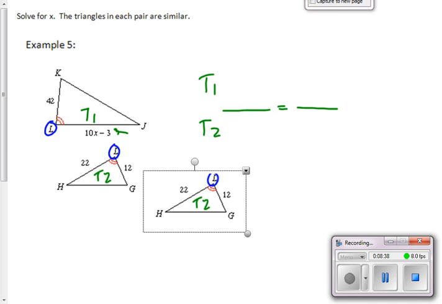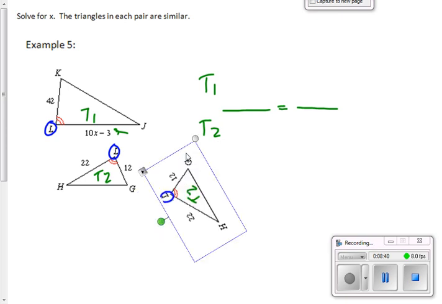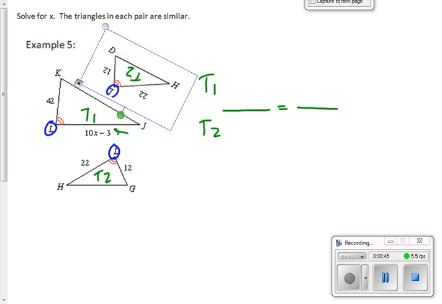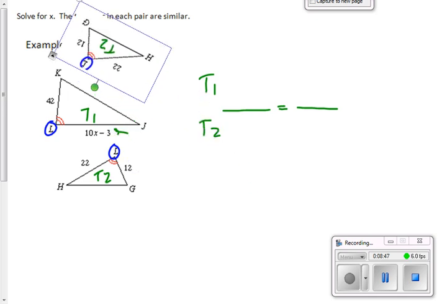Personally, I like tracing things to make sure things line up, and then I can go ahead and spin this baby around or rotate, and I slide it up, and I know that my corresponding things are in check. So I know that 42 in triangle 1 will correspond with 12 in triangle 2. I know that in triangle 1 we have 10x minus 3, where we're trying to solve x. 10x minus 3 will correspond with 22 in triangle 2.